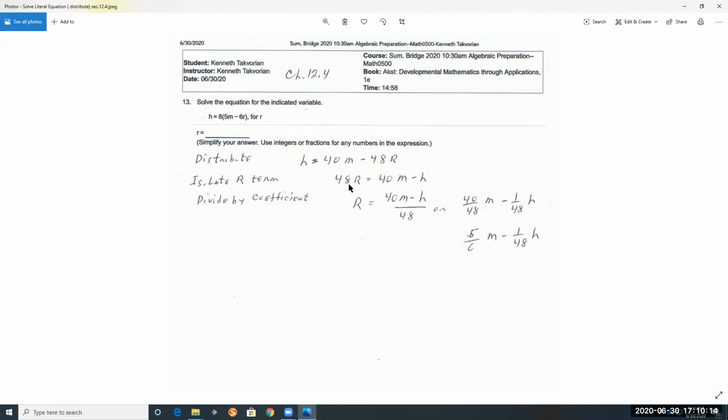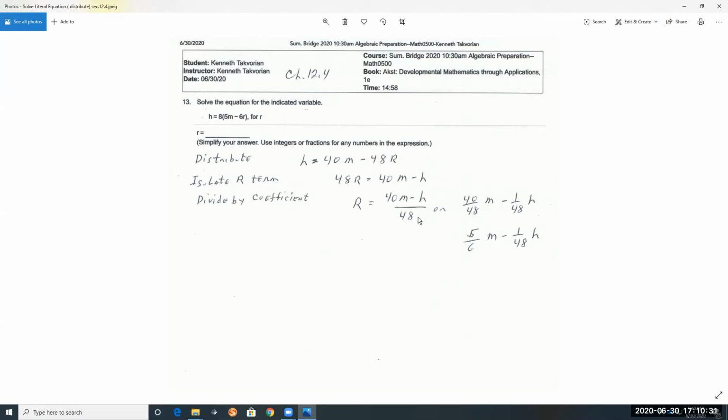The next step is to get rid of the coefficient of the unknown term, which has the R in it. So the coefficient is 48. Divide both sides by 48. In this particular problem, this is probably the best form of the answer, 40M minus H over 48.